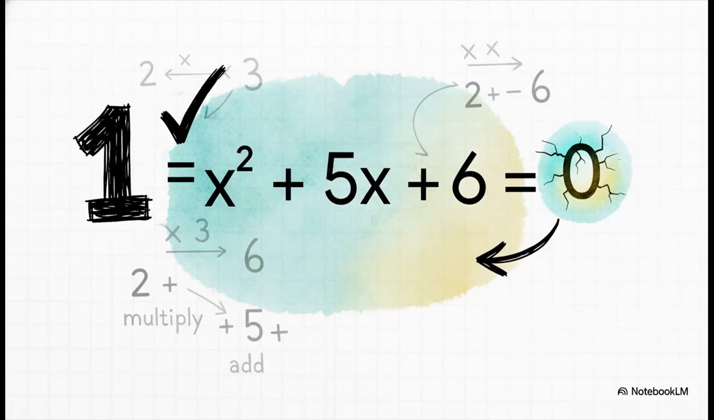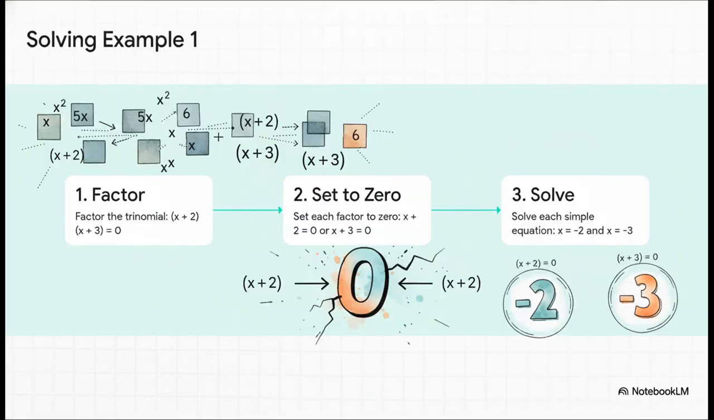Let's start with a classic. x squared plus 5x plus 6 equals 0. Now, notice, step 1 is already done for us. The equation is already set to 0. That's nice. So we can jump straight into factoring. Okay, following our plan, first we factor. This trinomial breaks down into (x plus 2) times (x plus 3).